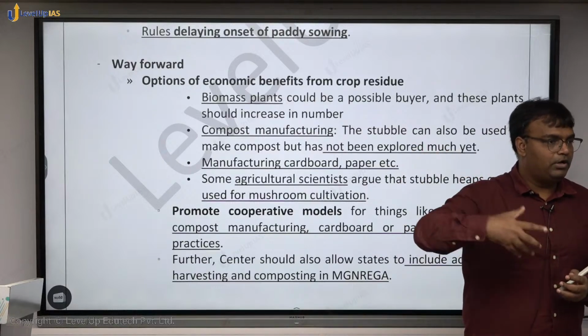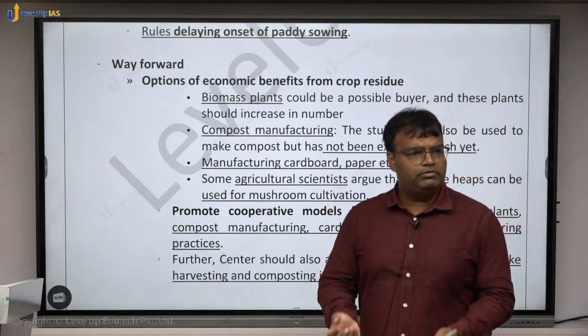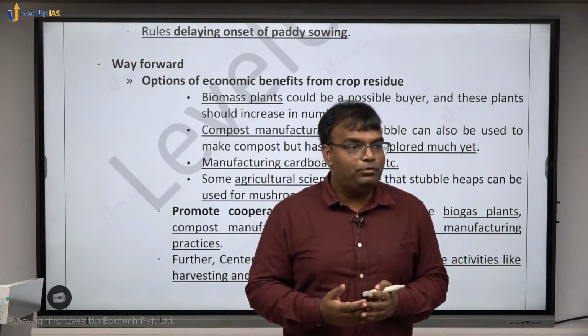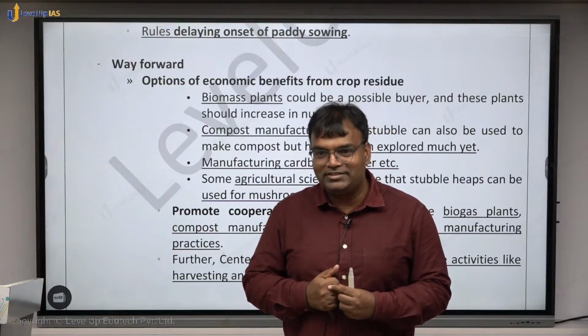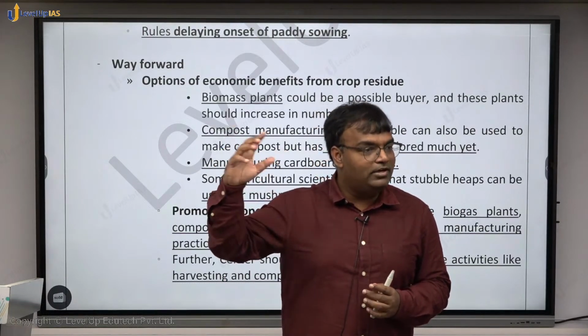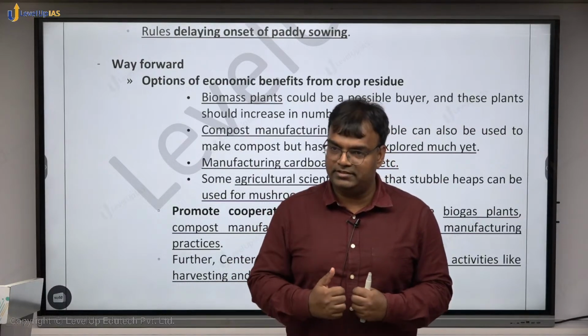Biomass plants in those areas that use biofuel may increase. You may say, sir, even in biomass plants they will burn it and pollution would happen. But pollution would not happen like before, all the burning would not happen in October. Plus, when burning happens in biomass plants, it happens in a controlled manner, and the amount of pollution is much less.